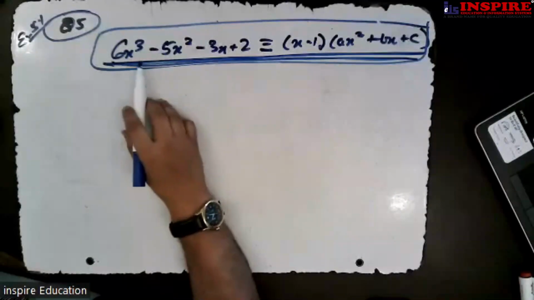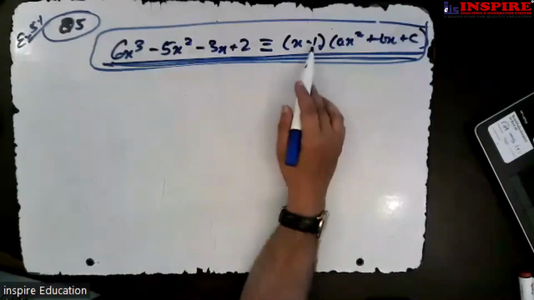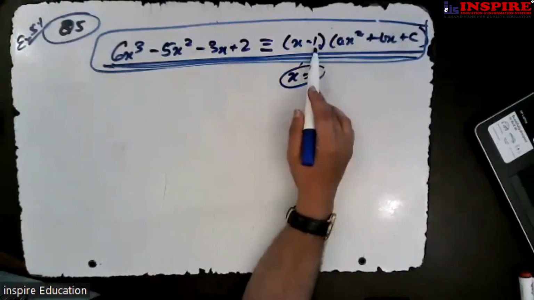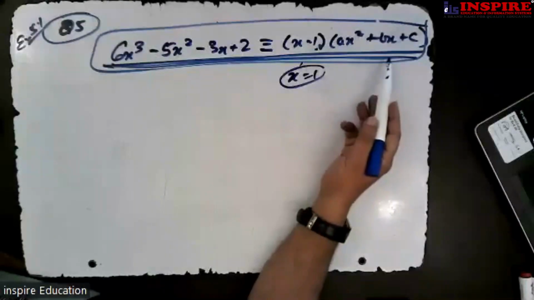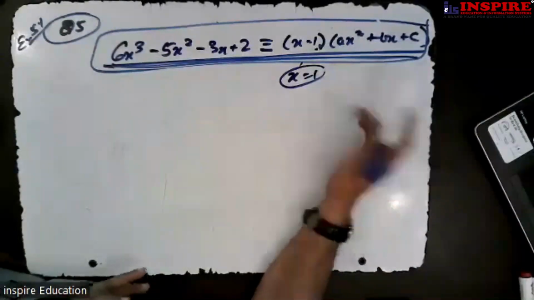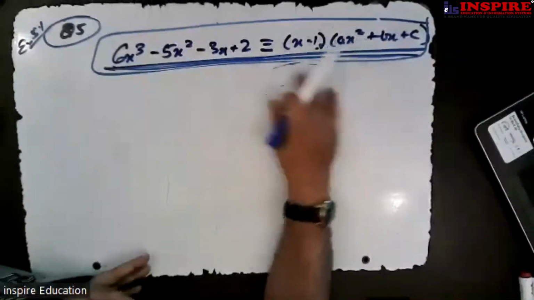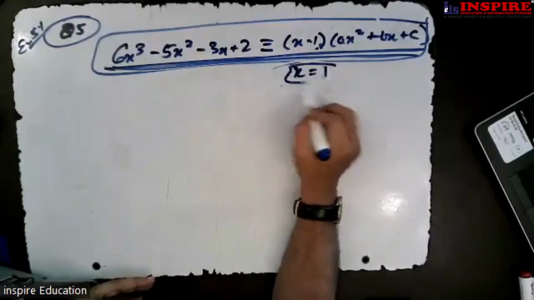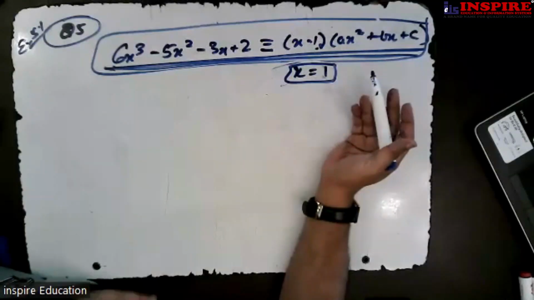Let's look at this question for instance now. If I take x as 1, this factor becomes 0, and 0 into anything is 0. So everything disappears. So whatever you do, you can't take x to be equal to 1.